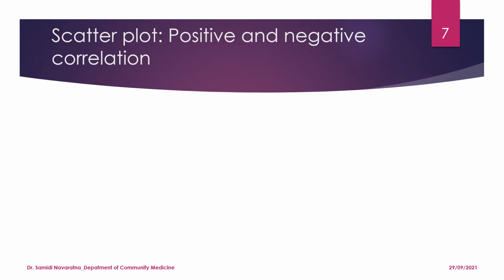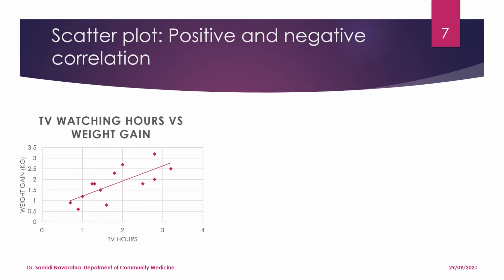A little bit more about the scatter plots, the positive and negative correlation. As you can see in this scatter plot, there's a positive relationship between the two variables, the number of TV watching hours and the weight gain. And as you can see, in a positive correlation, large values of X are associated with large values of Y, and small values of X are associated with small values of Y.